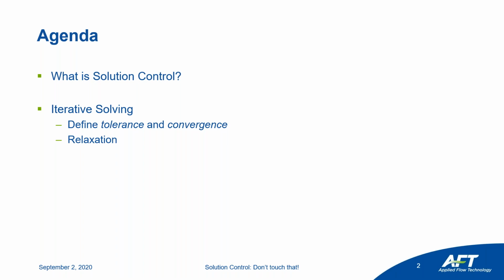We'll start building our vocabulary so that as we get into more of the software, we have that background. So we'll take a look specifically at tolerance and convergence, probably the most important topics of the webinar. And then we'll also take a look at relaxation and what that means. This will largely be in Fathom, but we'll also take a look at AFT Arrow specific solution control.